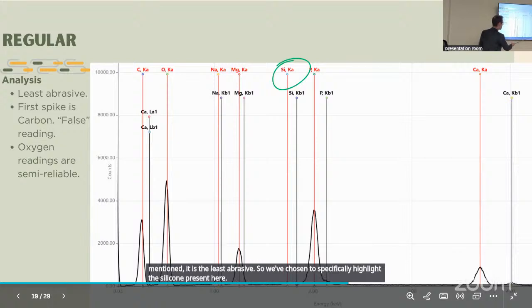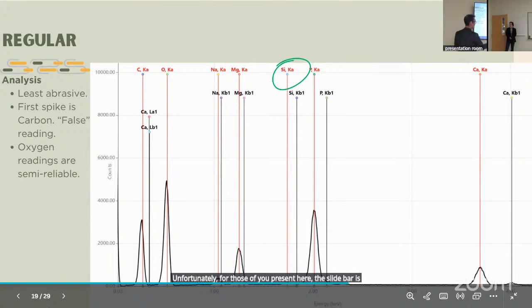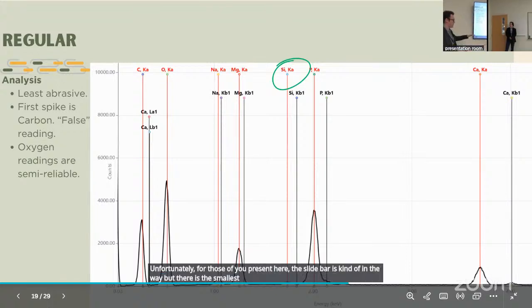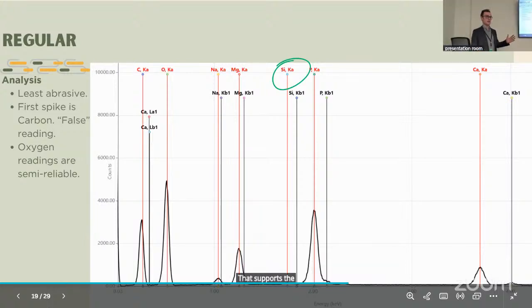Unfortunately for those of you present here, the slide bar is kind of in the way, but there is the smallest conceivable bump there. That is evidence of a slight peak there for silicon readings, except it is incredibly small. So that supports the conclusion that it is a very low abrasive content, especially when you compare it to all the other peaks with other elements there.